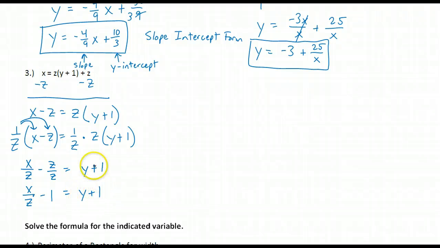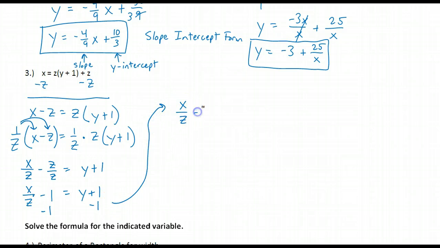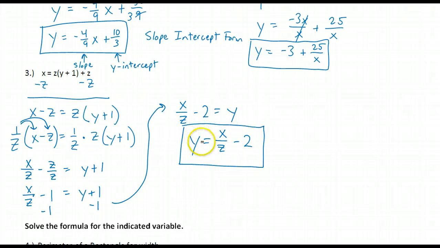Since my grouping symbols are gone after I got rid of this z, I can now subtract 1 to get rid of this plus 1. So I'm left with x over z minus 2 equals y. But if I'm solving for y, I better make sure that my y is on the left side. It's a little extra step, but if I'm solving for that variable, it has to be on the left. So my answer is y equals x over z minus 2.